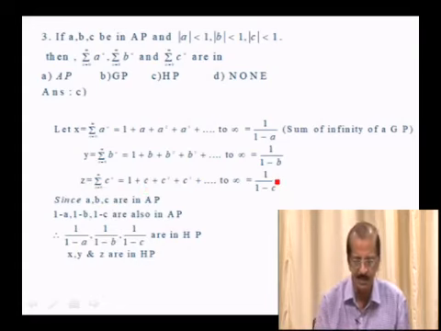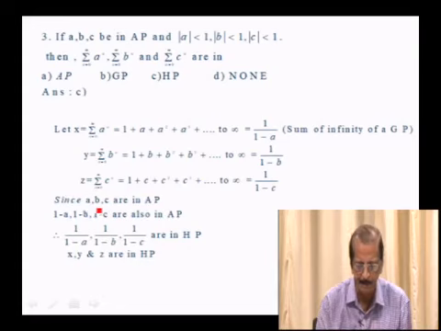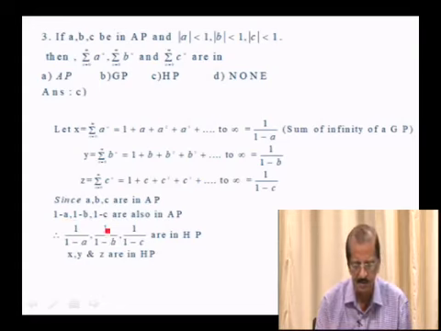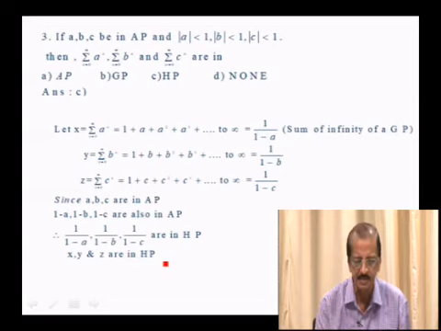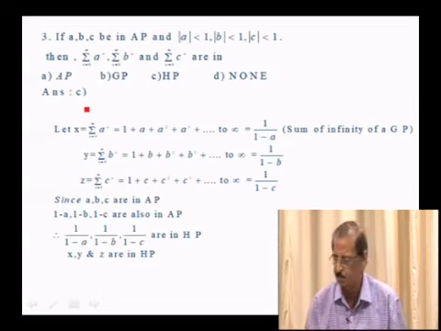But you know that A, B, C are in AP, therefore 1 minus A, 1 minus B, 1 minus C are also in AP, because adding or multiplying will not disturb the AP. So 1 over 1 minus A, 1 over 1 minus B, 1 over 1 minus C, if you take the reciprocals, they are in HP. But these are nothing but x, y, z here, therefore x, y and z are in HP. So the answer is C, they are in HP.